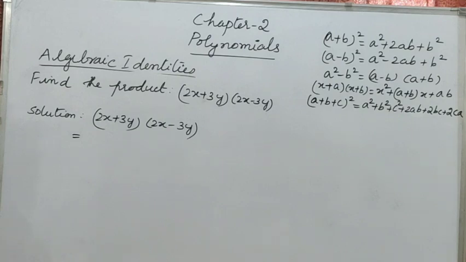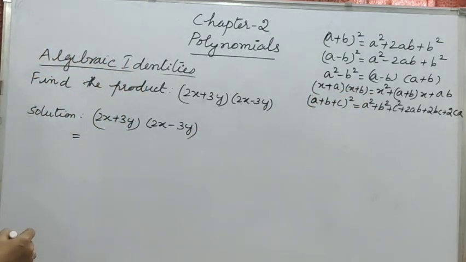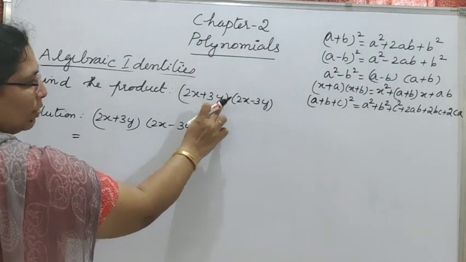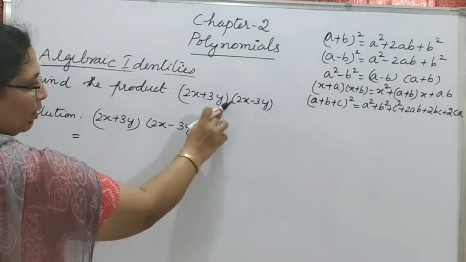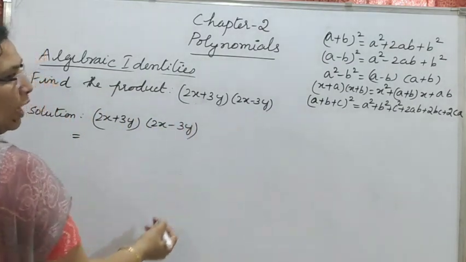2x plus 3y into 2x minus 3y. Here the identity is changing. Which identity is it? A minus b into a plus b, or a plus b into a minus b. That means the third identity: a square minus b square equals a minus b into a plus b. See, the terms a are the same, 2x only. B is also the same, 3y and 3y. Only the sign changes. So this is a plus b into a minus b.